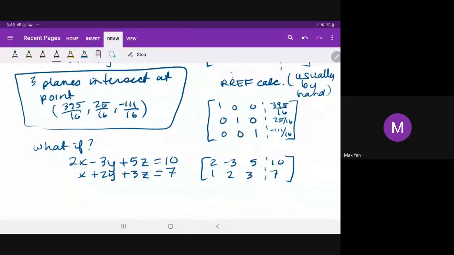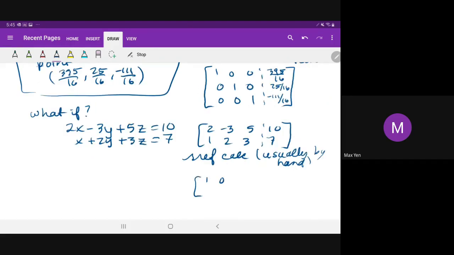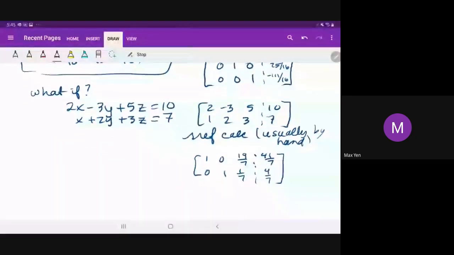Okay, and then I did RF, calc, and then again, usually by hand. Okay, RF on the calculator gave me this: 1, 0, 19 sevenths, 41 sevenths, 0, 1, 1 seventh, 4 sevenths. And then this one is missing a row. So this row is missing.